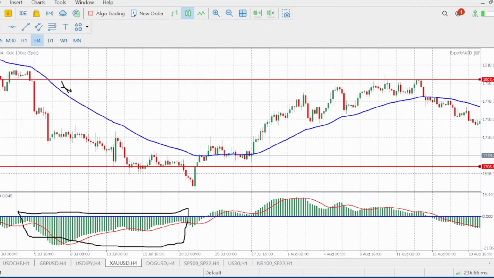Let me draw a trend line here to show you how to confirm a trend change. Now, we can see here that the MACD line and histogram are above the zero line. This tells us that the market is on an uptrend here. It's above.